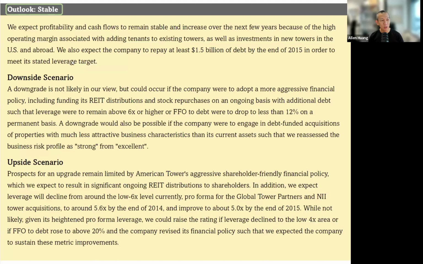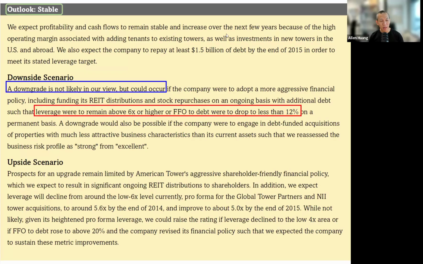In this report here, the outlook is stable, so they don't expect the ratings and the credit criteria of the company to change over time. We expect profitability and cash flow to remain stable and increase over the next few years, et cetera. And interestingly, they also look at a downside scenario and upside scenario here. A downgrade is not likely in our view, but could occur if the company were to adopt more aggressive financial policies, including certain conditions. This is also where the financial ratio is often used.